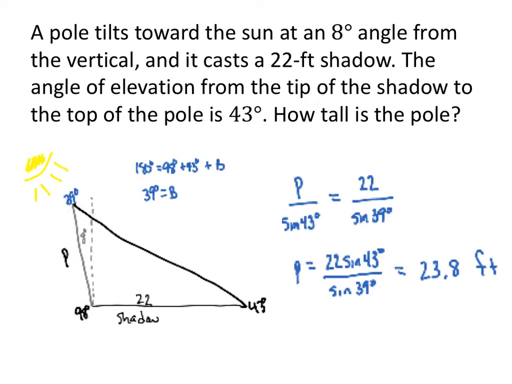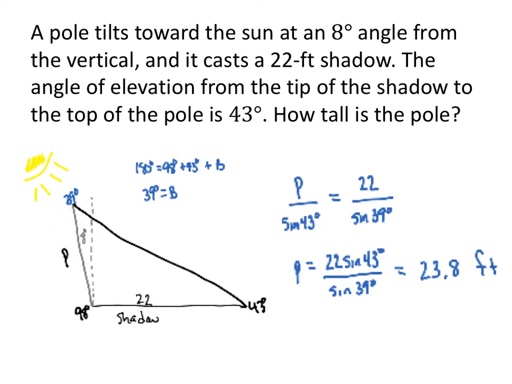Well, what I know is, this is 43 degrees. Here, this angle on the ground with the pole makes, this will be 98 degrees. So it's 90 for a right angle, plus 8 degrees tilted off of a vertical, so that's 98 degrees. With 98 degrees and 43 degrees, they all add up to be 180. It tells me that angle B is 39 degrees.